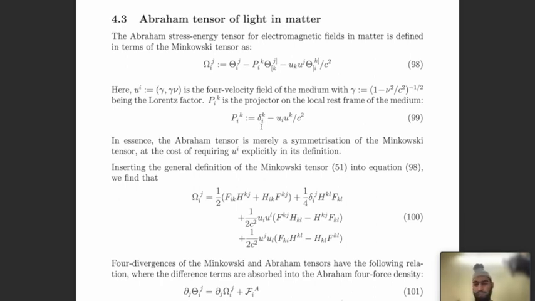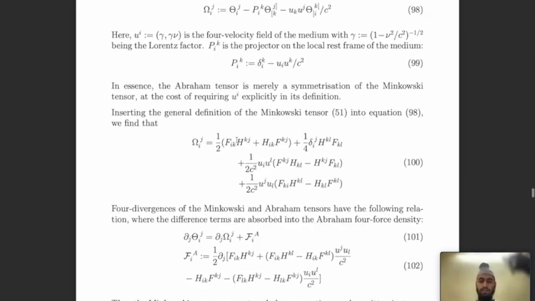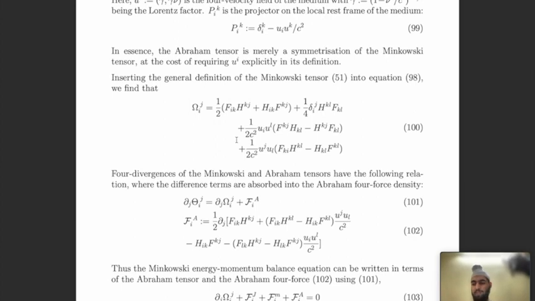And so it has the benefit of being symmetric, but it has the cost of requiring the four velocity explicitly in the definition. So when you do not know the four velocity, working with this tensor becomes a little inconvenient. As we'll see later, which tensor to use is really a matter of usefulness and perspective. There is no correct stress energy tensor.